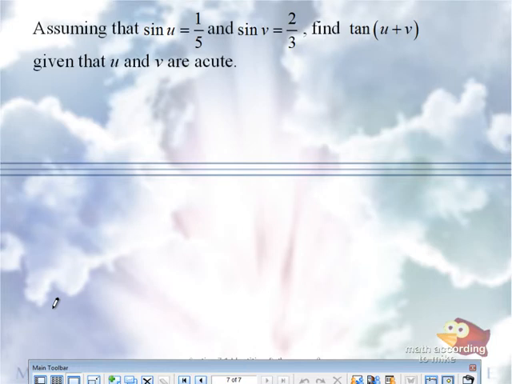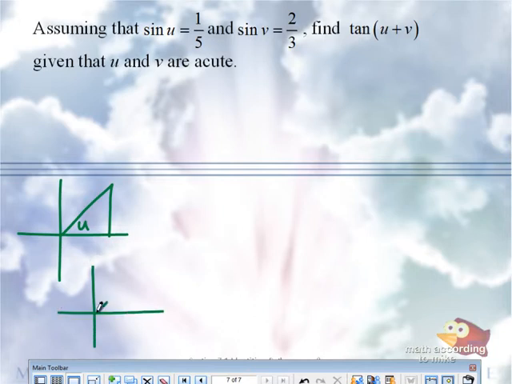What I suggest we do is we draw a picture. And we know that our angle is in quadrant 1. So here's u. Here's v. So if the sine of u is 1/5, where does the 1 go in relationship to u? And where does the 5 go? Hypotenuse. So what is adjacent then? And how does that clean up?